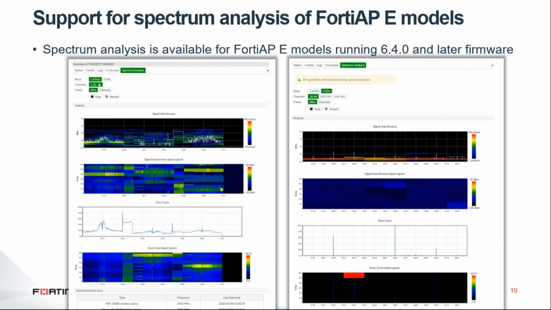On the wireless level, on the FortiGate, starting with 6.4 on the firmware of the access points, the E series, we have spectrum analyzer visualization on the graphical user interface. And we can do that for the 2.4 band and also for the 5 gigahertz band. For troubleshooting and debugging, it's nice.